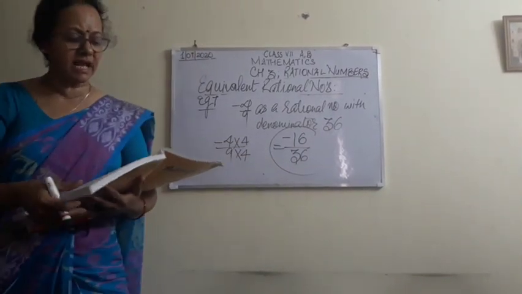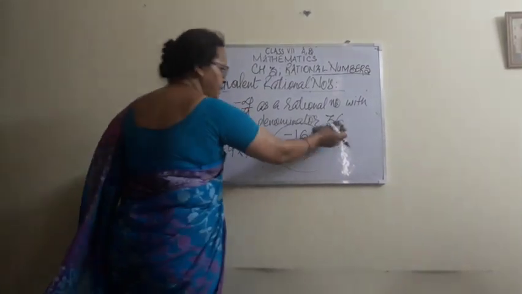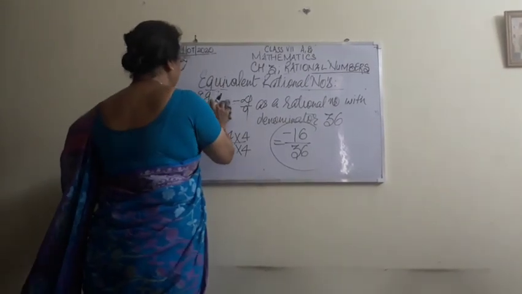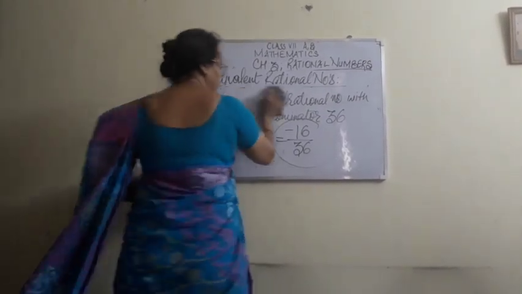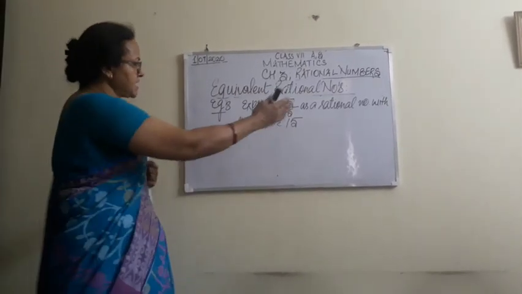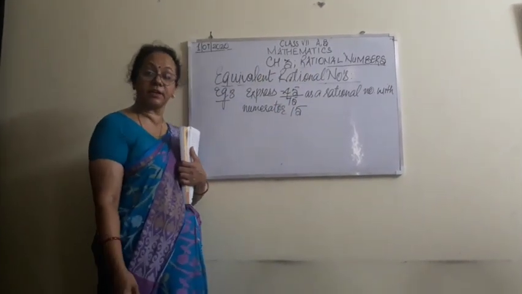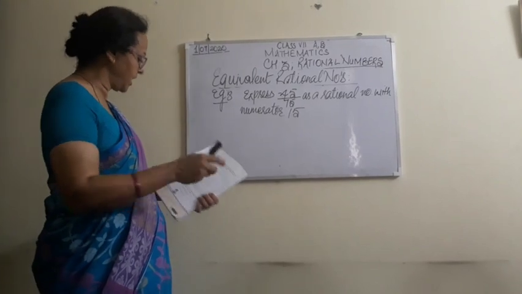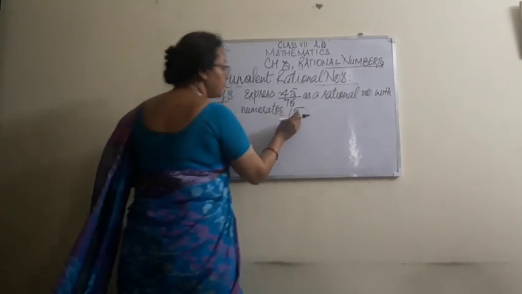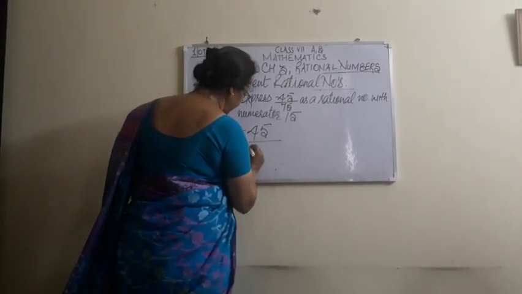Yes. Next example, example number 8. The example is approximately the same. In the previous example we made the denominator, according to the given question, that is 36. Now in example number 8 we are making the numerator 15. See, what numerator is given? 45. Minus 45 upon 75.